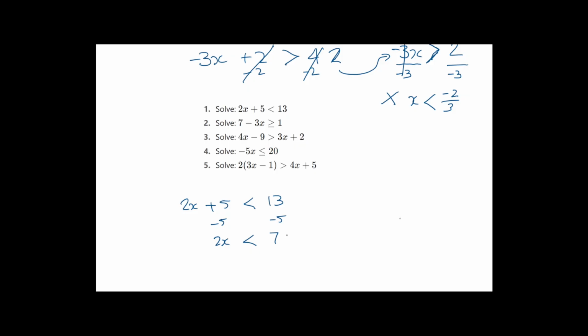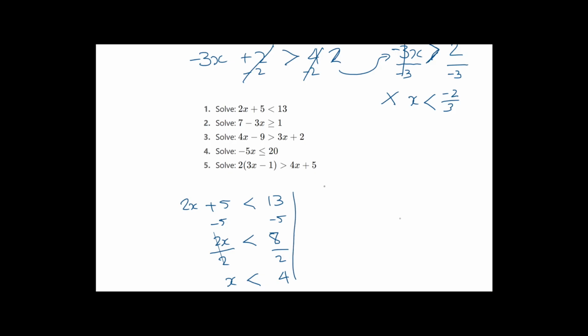13. 8. 2x must be less than 8. We divide both sides by 2. They're going to cancel. We divided by a positive number, so we're fine. So x must be strictly less than, but not equal to 4, because 8 over 2 is 4.